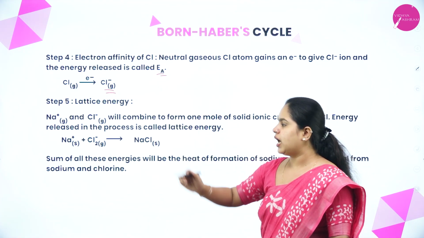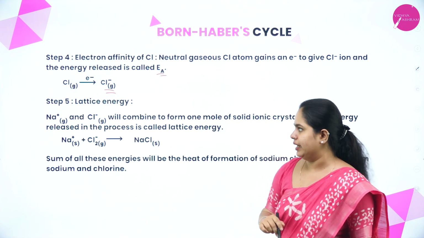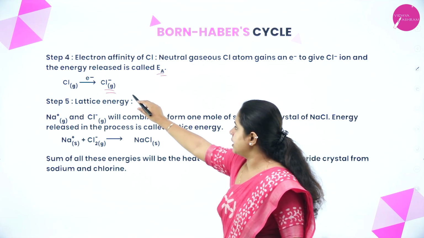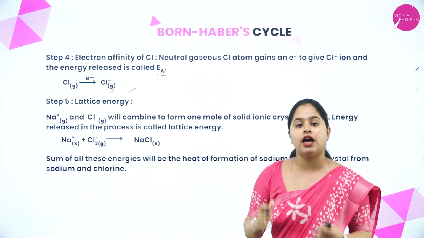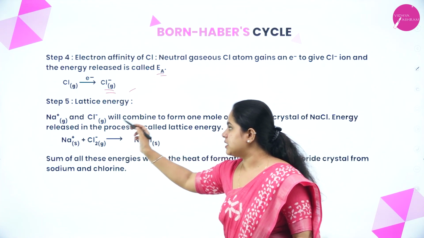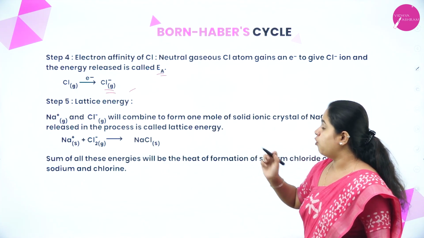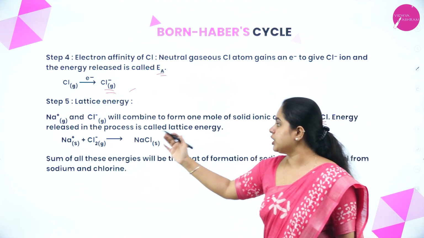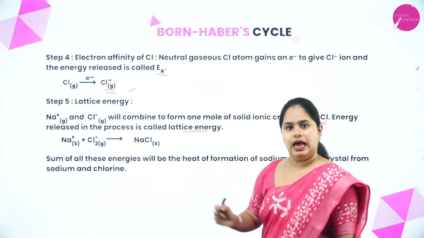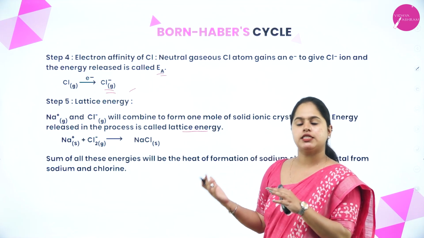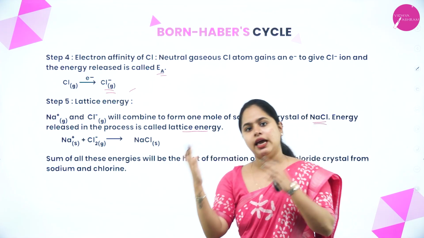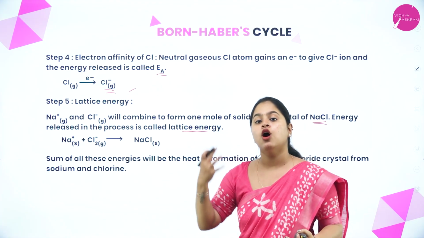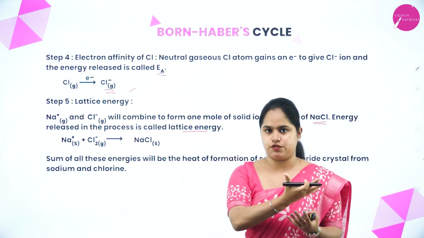Clear? Now the last step is lattice enthalpy or lattice energy. See, in one step Na plus is formed, and in another step Cl minus is formed. Now these two combine and form NaCl, right? The Na plus and Cl minus combine to form 1 mole of solid ionic crystals of NaCl, and the energy released in this process is called lattice energy. I told you when we were discussing lattice enthalpy that it can be defined either way: from NaCl, Na plus and Cl minus are formed, and the energy associated with it, or from Na plus and Cl minus, NaCl is formed, right?